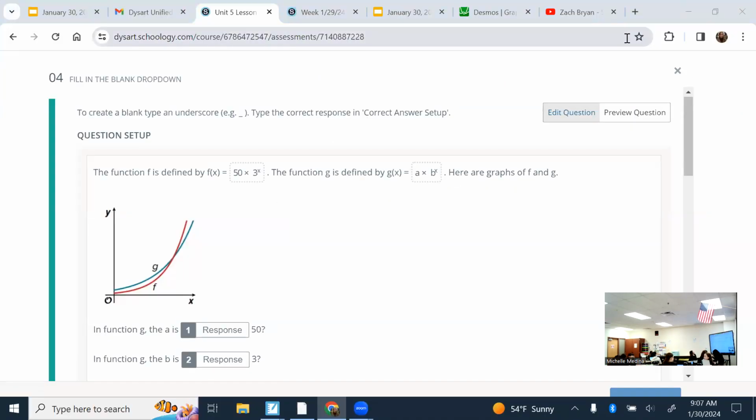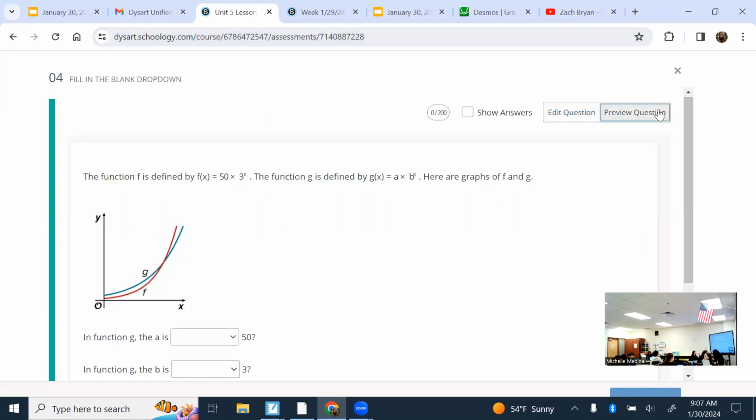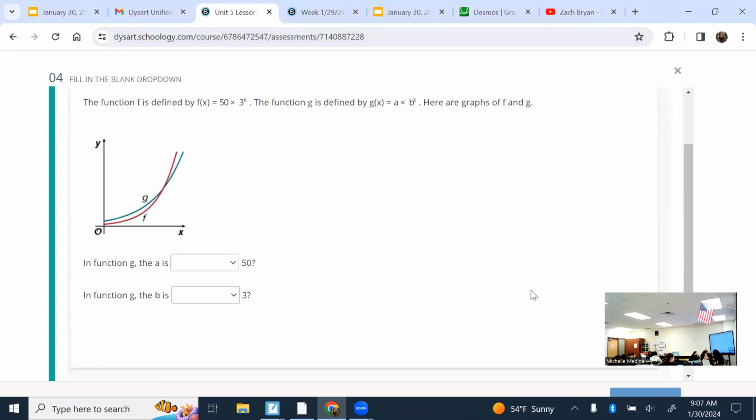And this one says the function f is defined by this equation. The function g is defined by the graph. So really great example of a test question, by the way, where they give it to you in 2 different forms and you have to compare. So in function g, which is supposed to be the graph, it's asking what the a is. So the a is greater than or less than 50. So in order to answer that, because this is not labeled, compare it to f of x.